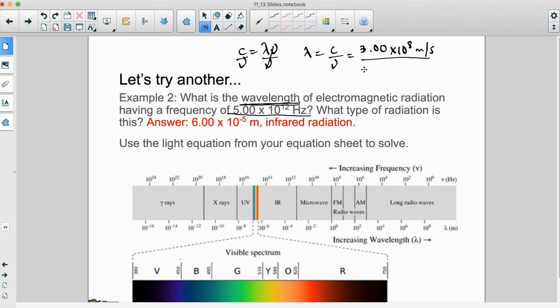And then for nu, I'll put in 5.00 times 10 to the 12 hertz, which is the same as 1 over seconds. I can see that that cancels out. And I can solve, and my answer is 6.00 times 10 to the minus 5th meters. Okay, and the type of radiation would be infrared. It's right in between here somewhere.